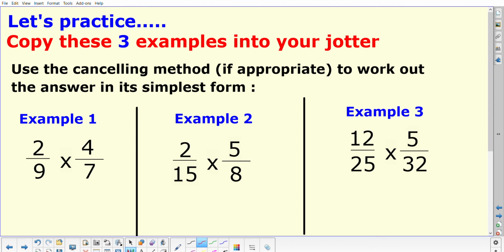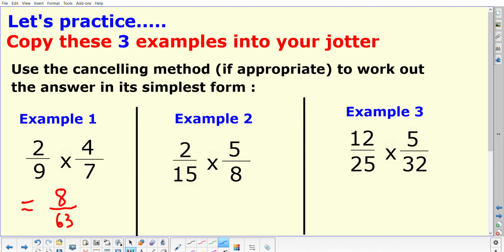So if we're looking at trying to do 2 9ths times 4 7ths, numbers on the top there, you've got 2 and 4, numbers on the bottom, 9 and 7. There aren't any common factors there at all, so there is no cancelling to do with that. So all you simply do is 2 times 4 to get 8 on the top, and 9 times 7 on the bottom is 63, and that would be your answer. No simplifying, no cancelling to do.